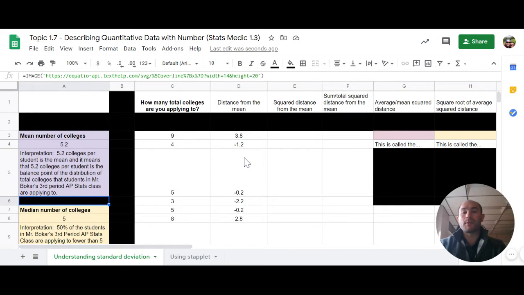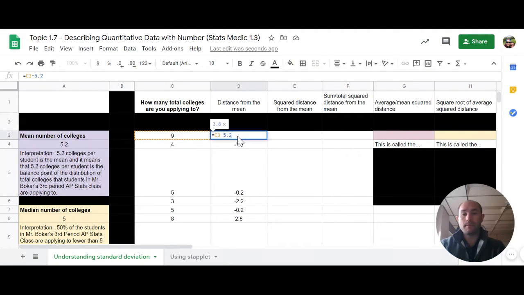Now to compute our standard deviation, the first thing we do is we need to know the mean, and we find the distance from each data point to the mean. So the distance from 9 to 5.2 is 3.8, and we do that by 9 minus 5.2. And then we did it for 4 minus 5.2 is negative 1.2. So that just means 4 is 1.2 colleges per student below the average, right? That is what we're doing for each of our data points.